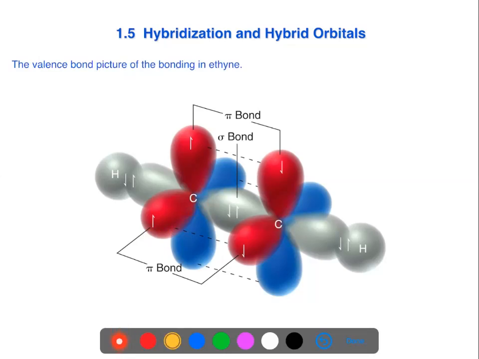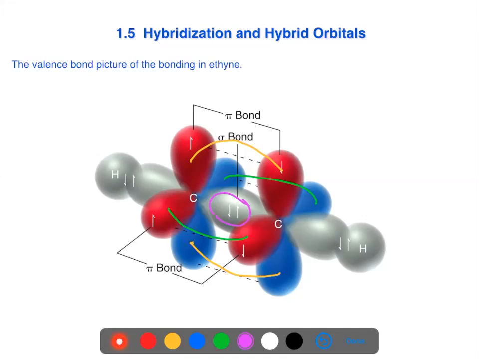So I can show that by connecting these 2 p orbitals with 2 lines to represent that those 2 p orbitals are overlapping to form 1 pi bond, and then I can use a different color here to show the overlap between the other p orbitals, 1 on each carbon, that overlap to form the second pi bond. So that's how the 2 pi bonds are formed in ethine.